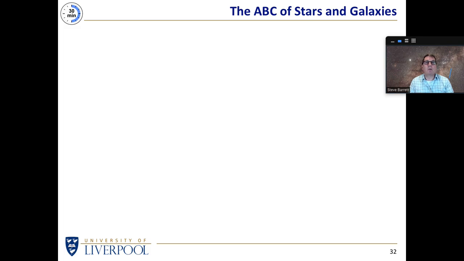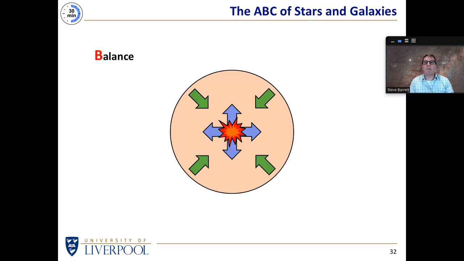So just in summary, to remind you that when we're talking about stars, what really matters is the B of the ABC. It's all about balance. Gravity trying to shrink a star, and the nuclear reactions at its core trying to expand the star, and it's all about the balance of those two forces that dictate how a star originally switches on, how it lives its life, and how it might die.